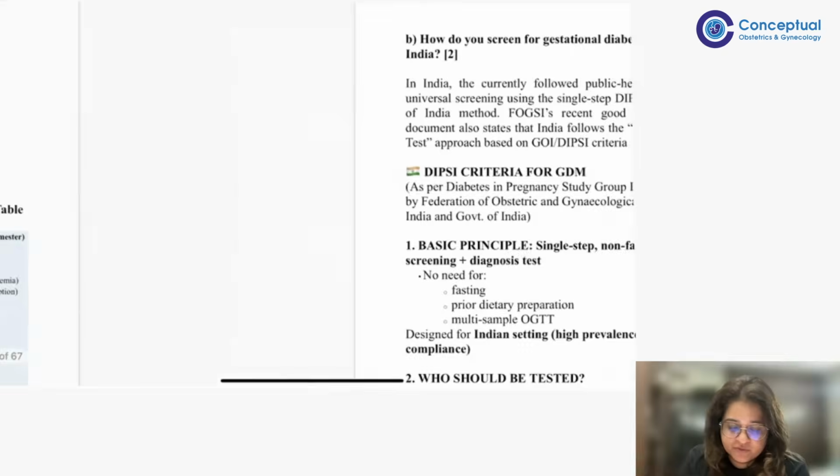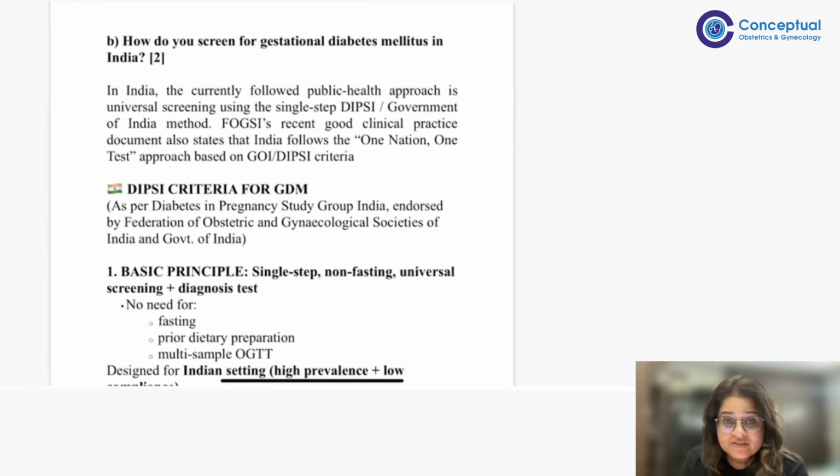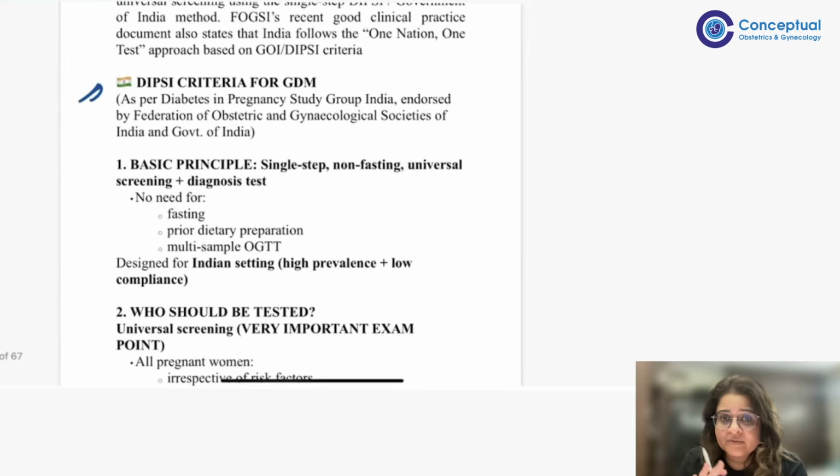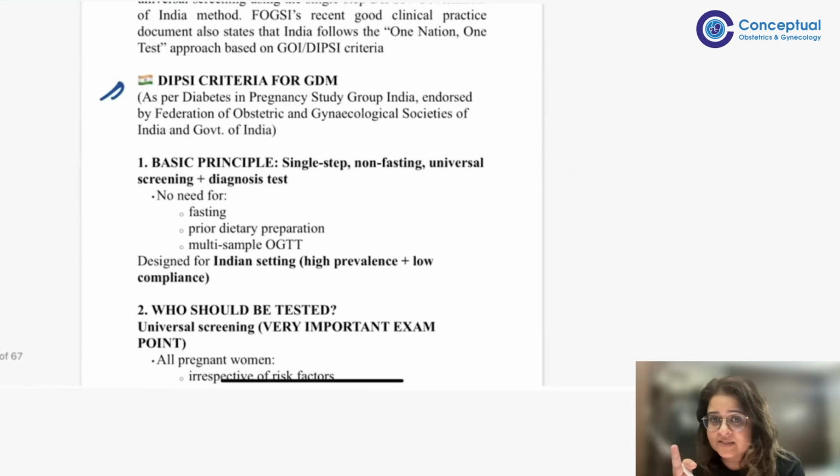Okay, then how do you screen for GDM? In India, we use the DIPSI criteria. Remember the basic principle: it's a single-step test. Fasting state is not required. It is a universal screening. So it's a one-step test, that means screening plus diagnostic. And universal means screening for all pregnant women irrespective of their risk factors.